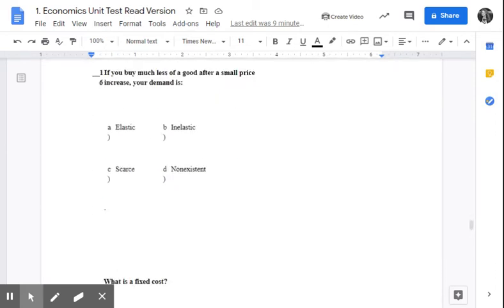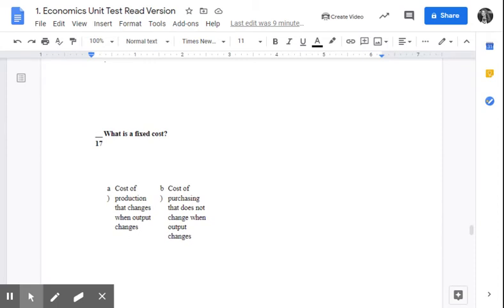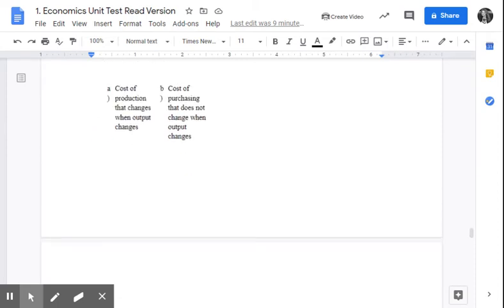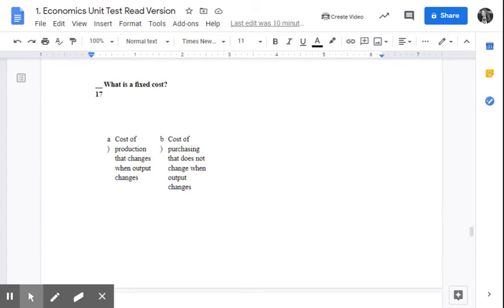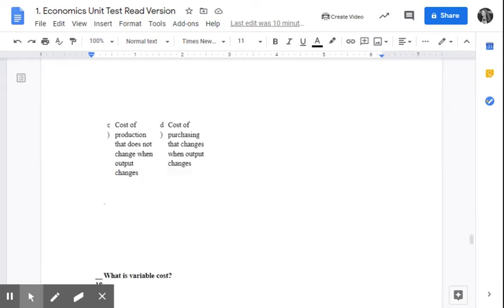16, if you buy much less of a good after a small price increase, your demand is A, elastic, B, inelastic, C, scarce, D, non-existent. 17, what is a fixed cost? A, cost of production that changes when output changes. B, cost of purchasing that does not change when output changes. C, cost of production that does not change when output changes. D, cost of purchasing that changes when output changes.